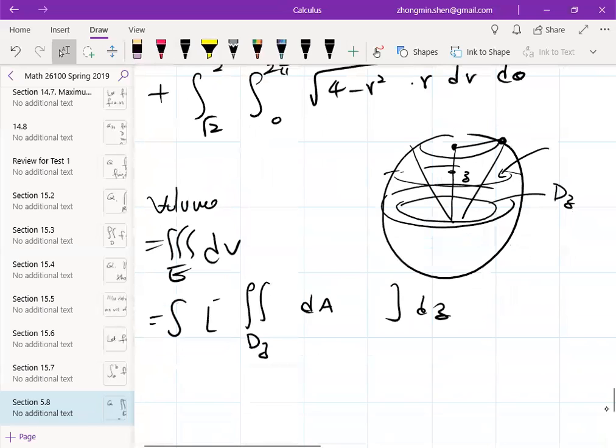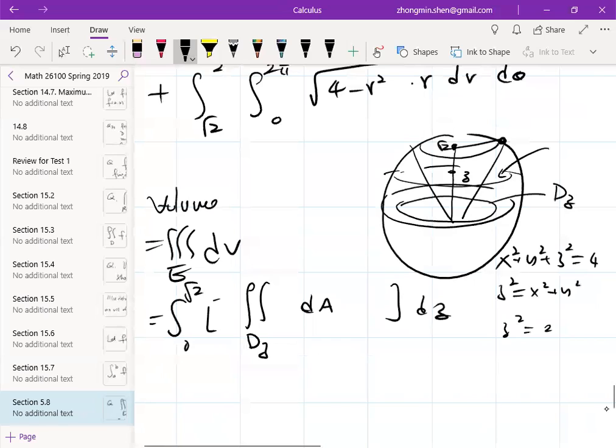So what is the highest value for z? Because the sphere is x squared plus y squared plus z squared equals 4, right? And at the top, the intersection with the cone, z squared equals x squared plus y squared. So z squared equals 2, so z is the square root of 2. That's the upper bound, the square root of 2.